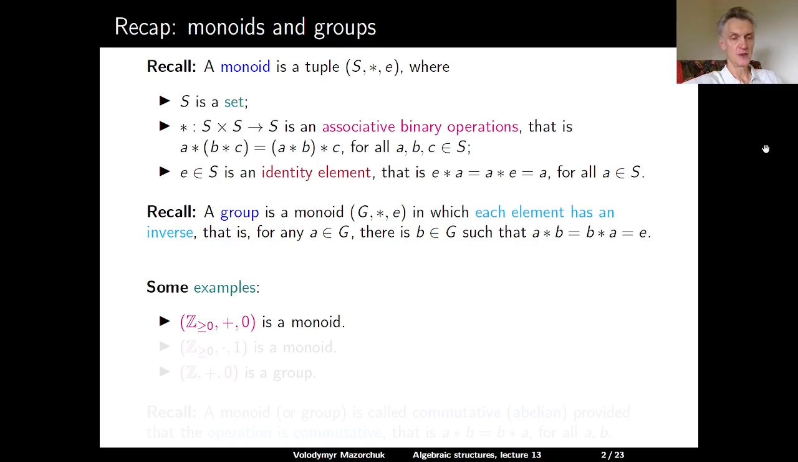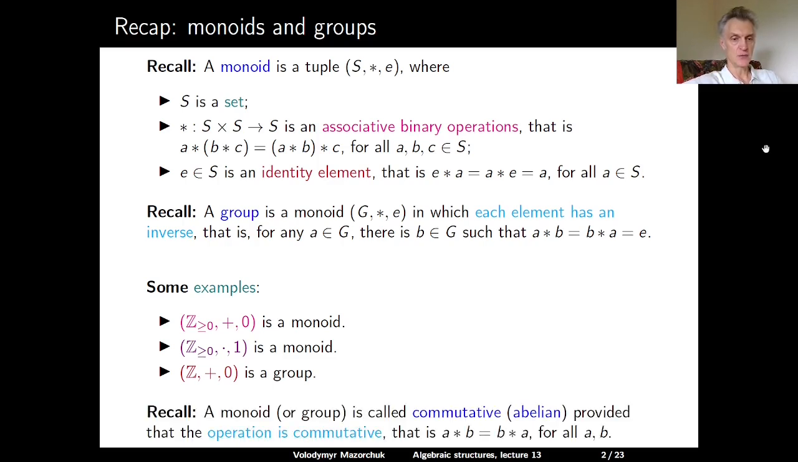The set of all non-negative integers with respect to addition and with 0 as the identity element is a monoid. The same set with respect to multiplication and with 1 as the identity element is also a monoid. And the set of all integers with respect to addition and 0 as the identity element is a group.